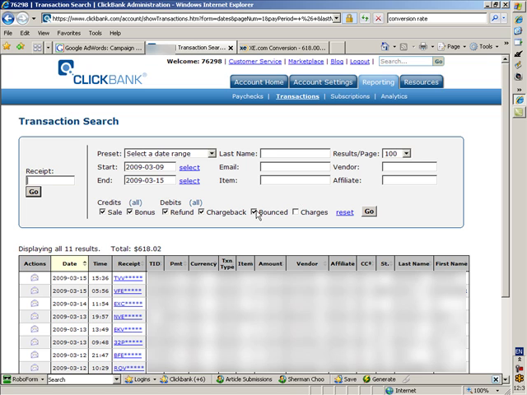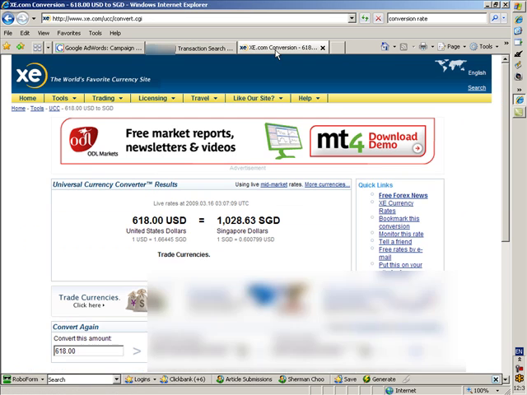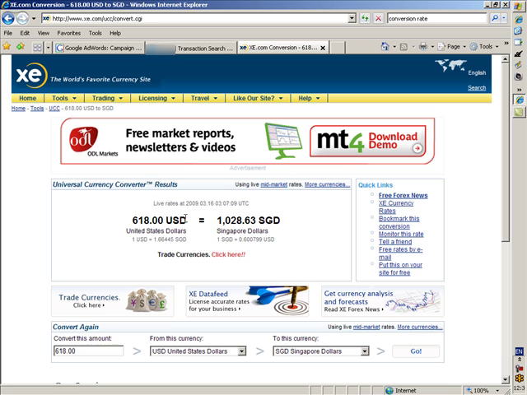So over here I have made $618, and this is in US dollars. My currency for AdWords was in Sing dollars. So let's do a quick conversion just to check the profits that have been made. $618 corresponds to 1,000 Sing dollars.